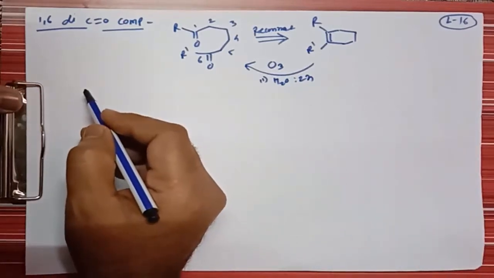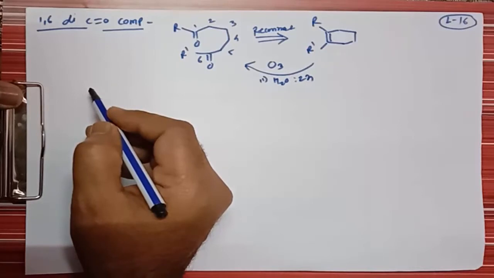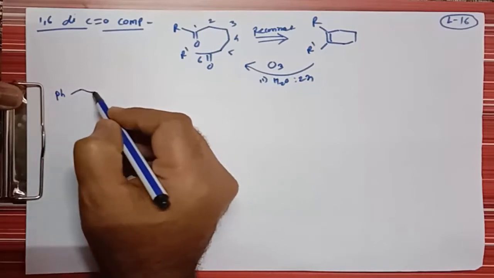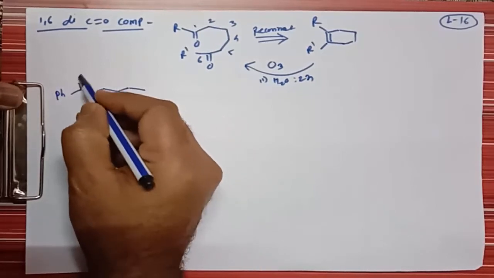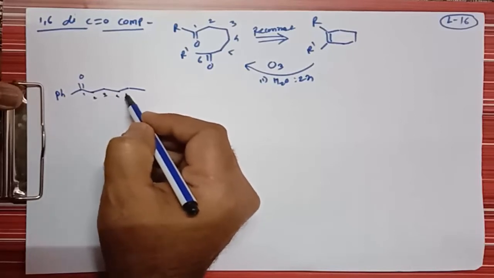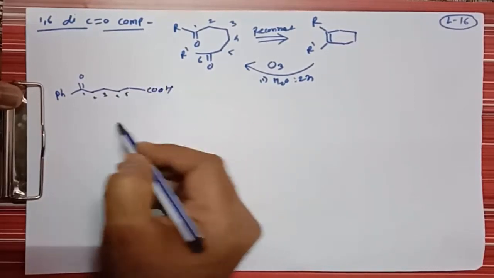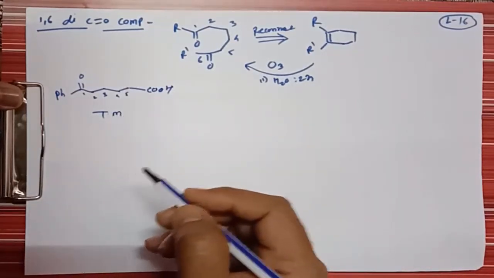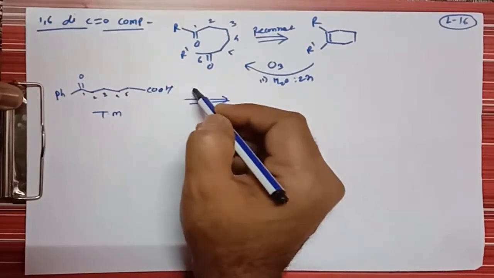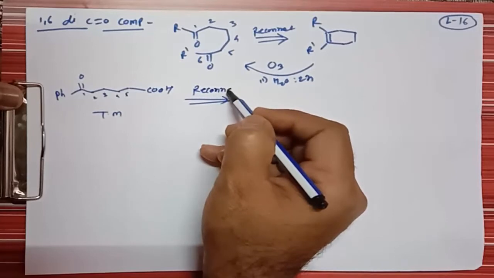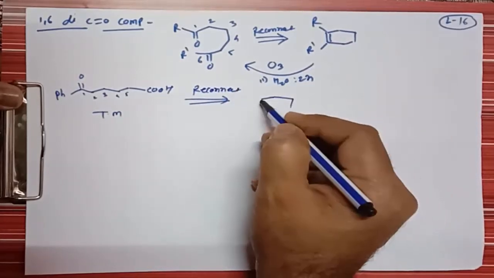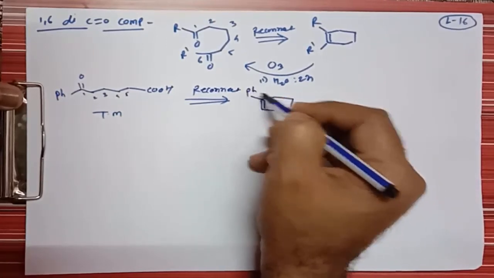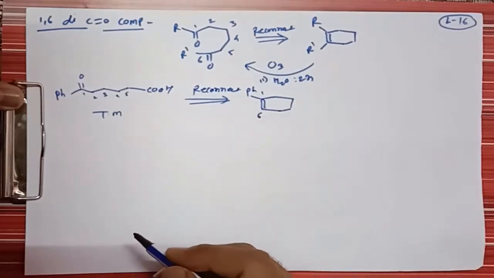Let us take one example on the basis of this 1,6 dicarbonyl compound. Suppose there is a molecule like this: Ph, CH2, CH2, here is the carbonyl group, 1, 2, 3, 4, 5, and here is COOH. So this is the target molecule, right? In retrosynthesis we can reconnect the molecule, and it gives a 6-member ring with a double bond as well as the Ph ring here. So this is carbon 1, this is carbon 6, right?